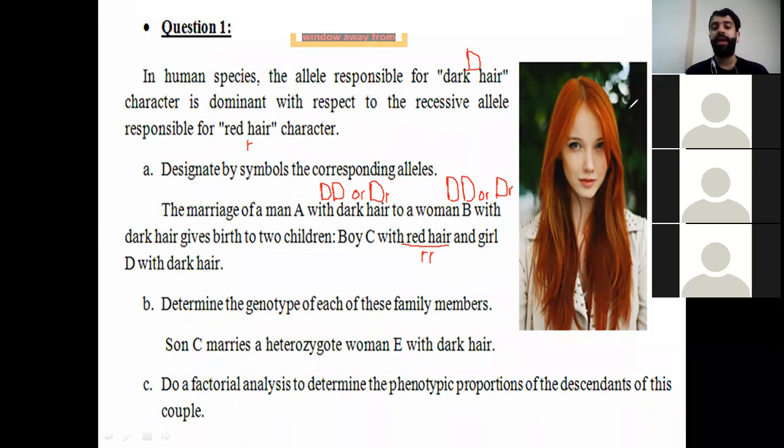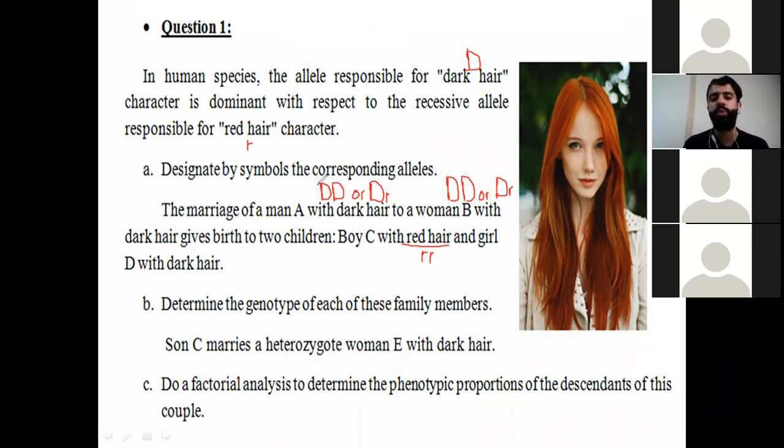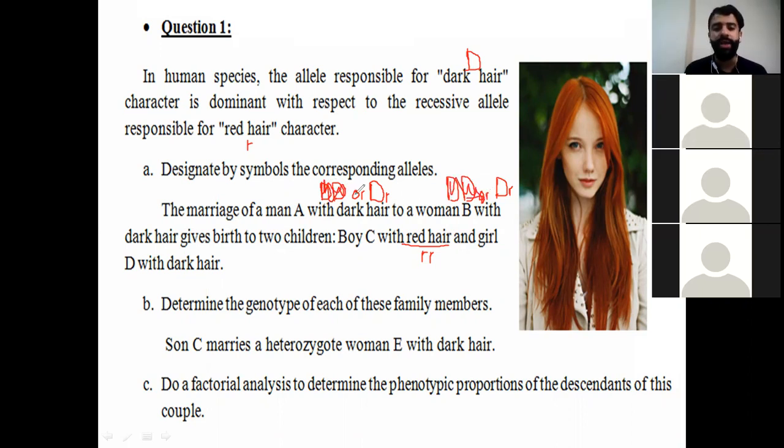The woman B and man A are DD or DR. They gave birth to a son with red hair. Red hair, he has both RR. So he should inherit DR. DR, exactly. Why? This one is not possible. DD is not possible. And this one is not possible. Why? Because this son has RR.